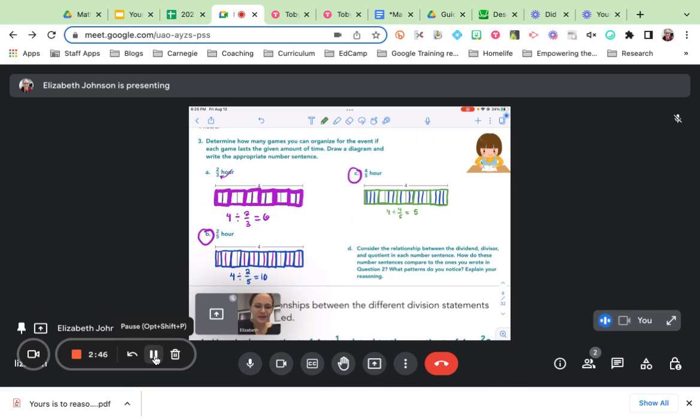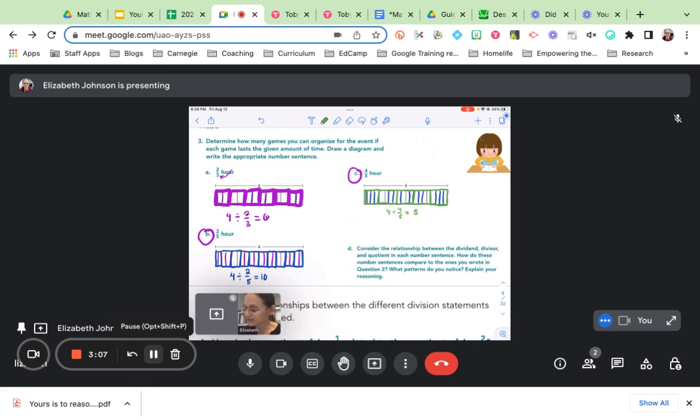All right, if you've hit play, you're ready to talk about your models. So in the model that we did together in choice A, we learned that we could have 6 sessions or 6 games that each last 2/3 of an hour. Now choice B shows us, what if we make them really short games? What if they're only 2/5 of an hour? Well, then we could have 10 of them.